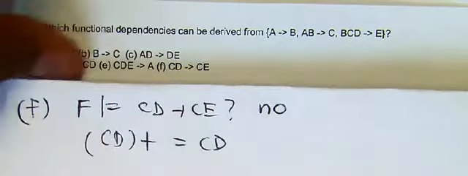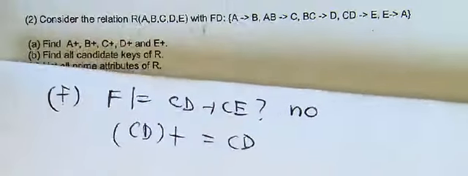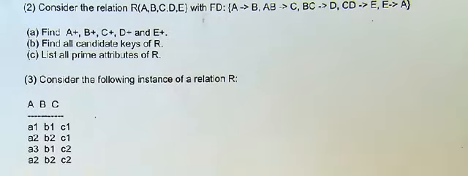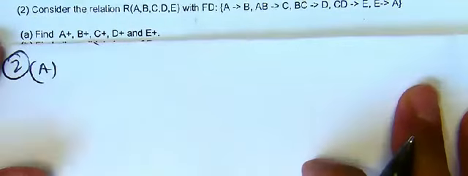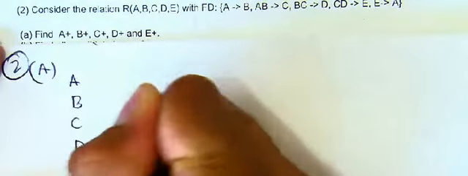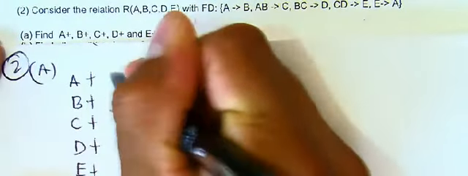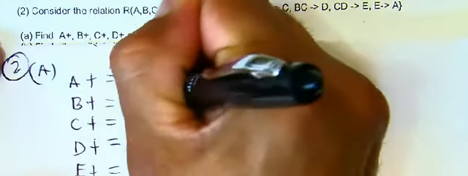So now let's work on question number 2. So for question number 2, we need initially, so question 2 for A, we need the closures for A, B, C, D, and E. So let's do A, B, C, D, and E. So we need the closure. So we know that the initial value for each one of those is this.